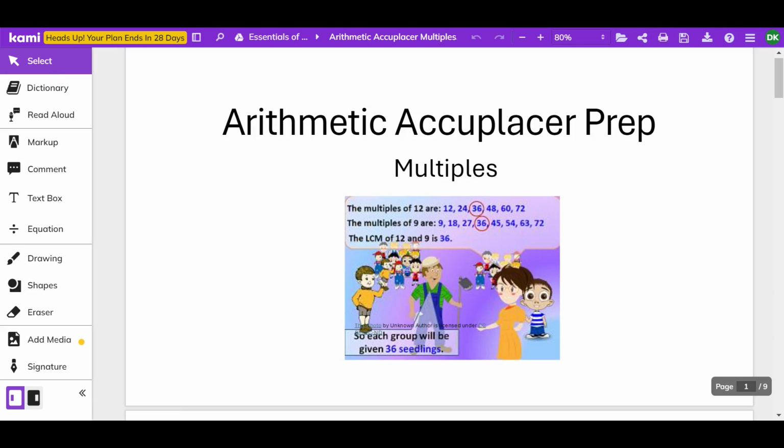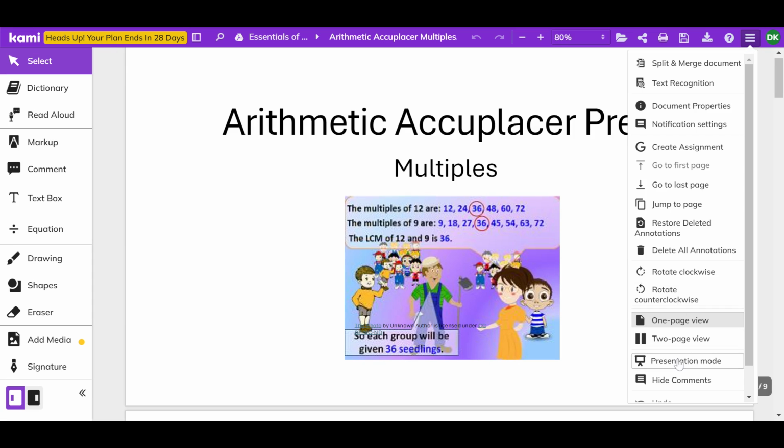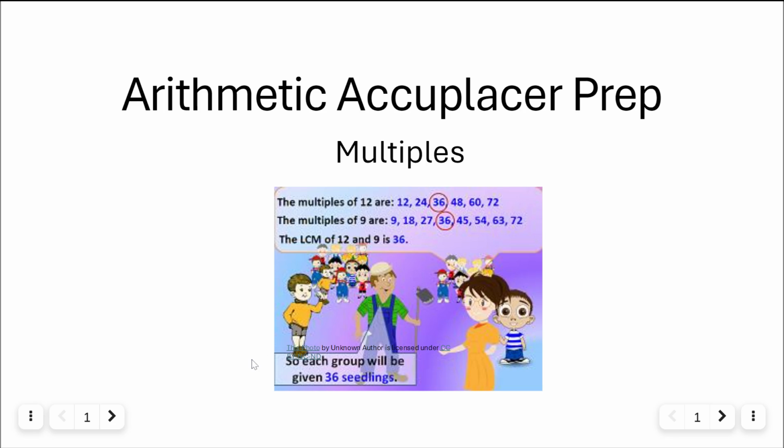Today we're going to be talking about multiples. Okay? Multiples sounds like multiplication. And yes, multiplication definitely has something to do with this. Hopefully you remember. But here we go. Let's take a look. Okay? So here's what we're going to look at today, multiples.